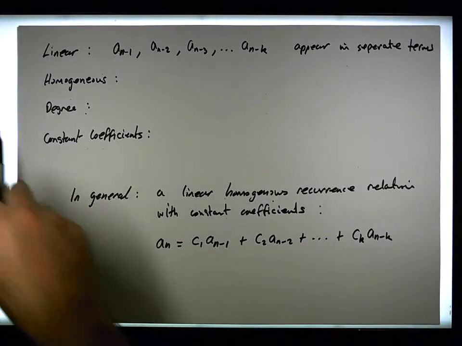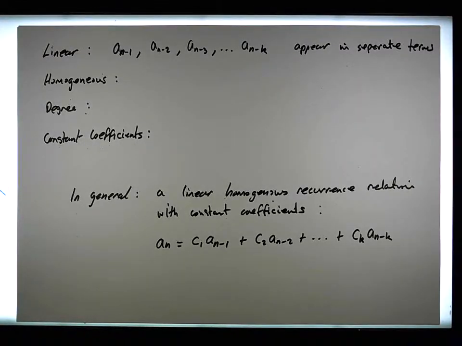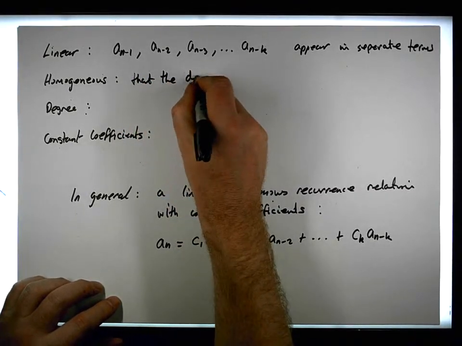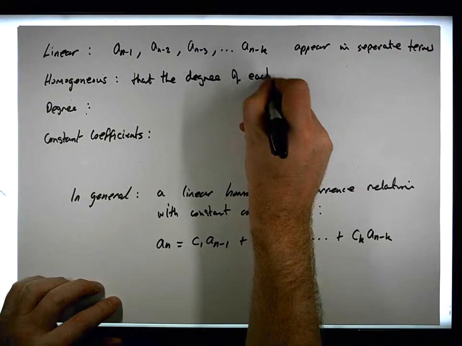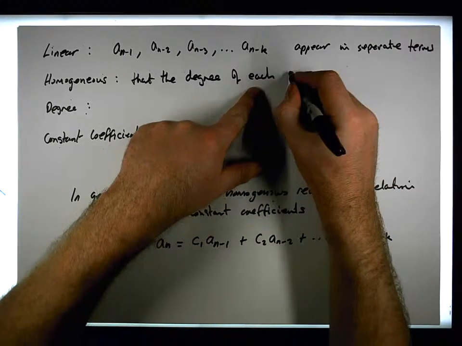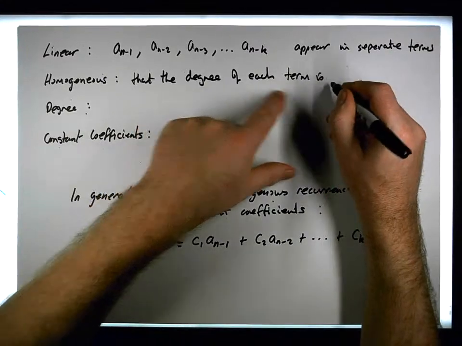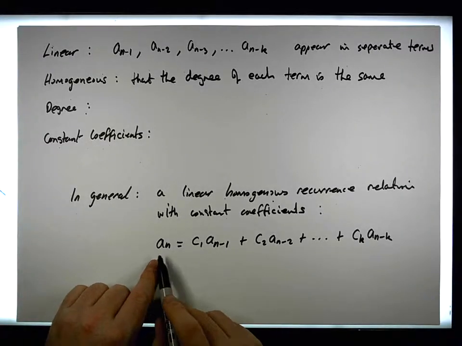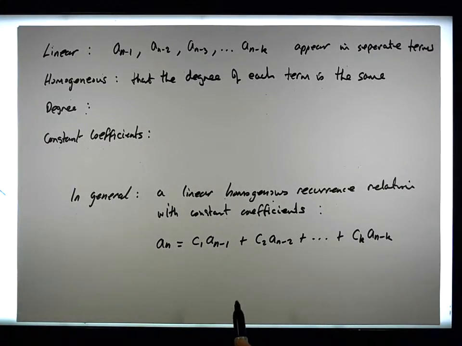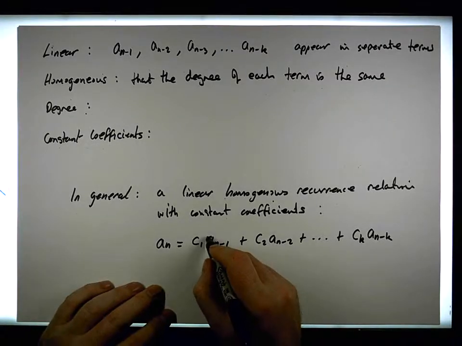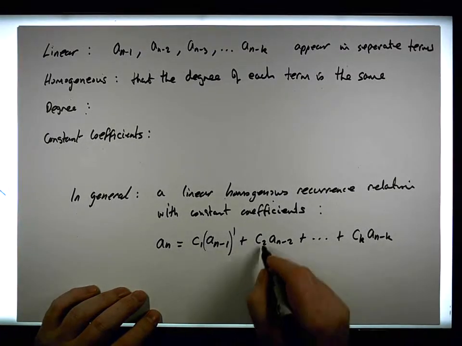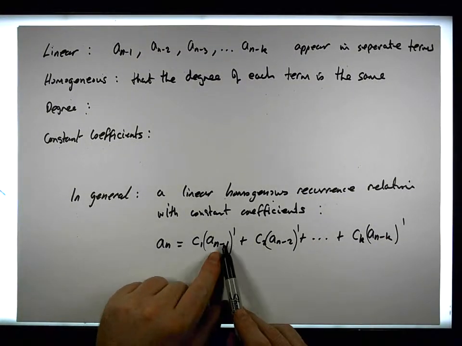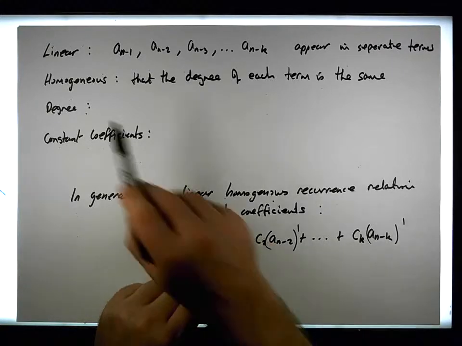Okay, what does it mean to be homogeneous? Well, homogeneous is basically that the degree of each term is the same. So when we look at this one here, what we mean by the degree is that, effectively, this is to the power of 1. This is to the power of 1. This is to the power of 1. All of them have the exact same power, so we say it's homogeneous.